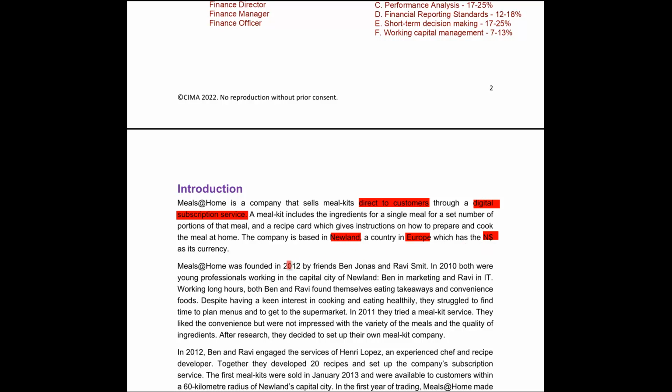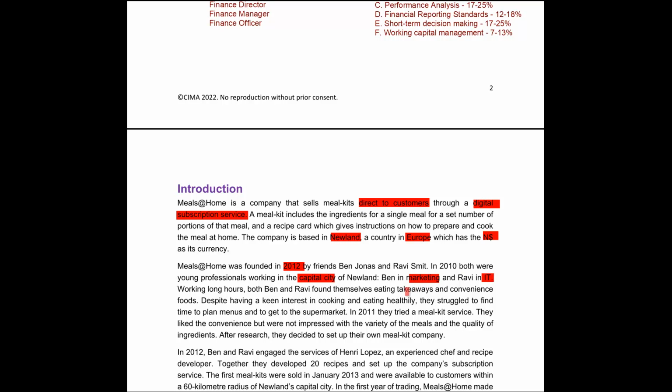Now, Meals at Home was founded in 2012, and if you watched the industry video, you'll know that a lot of rival companies were also founded around this time, the likes of Gusto, HelloFresh. Some big companies that Meals at Home could potentially find themselves competing with were also founded around this same time, which is indicative of the fact that around this time was when the growth in the industry really began to take off. And Meals at Home was founded by Ben Jonas and Ravi Smit. We will be revisiting them a little later. In 2010, both young professionals working in the capital city of Newland in marketing and IT. So they have backgrounds in marketing and IT. This is stuff that we are going to be discussing later when we delve a little more into the kind of management and director structure of the business.